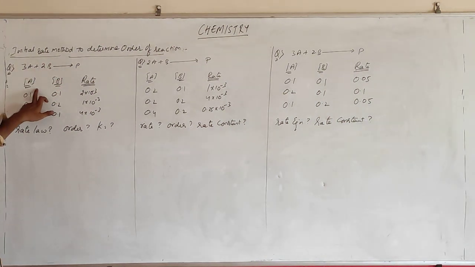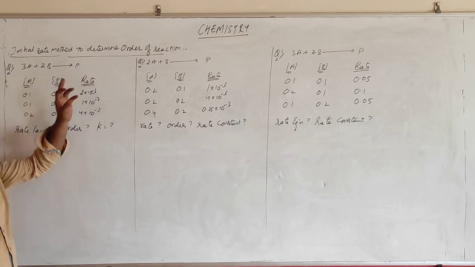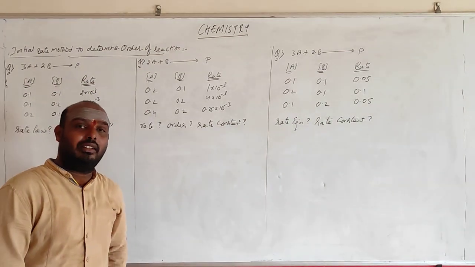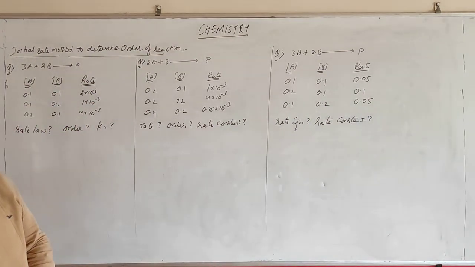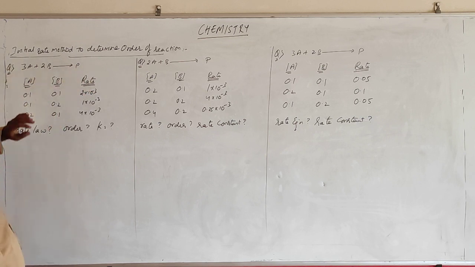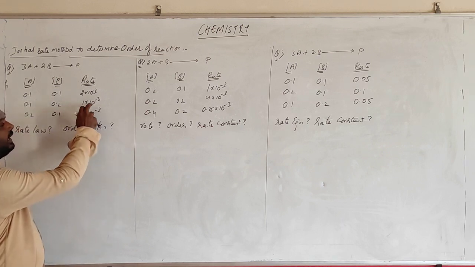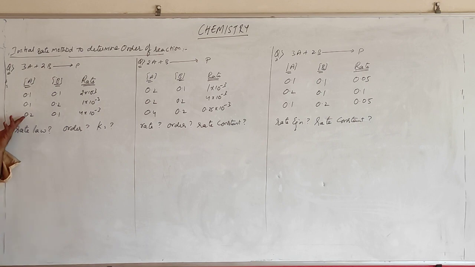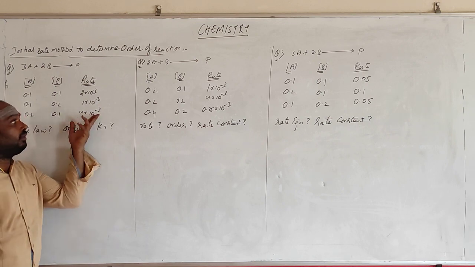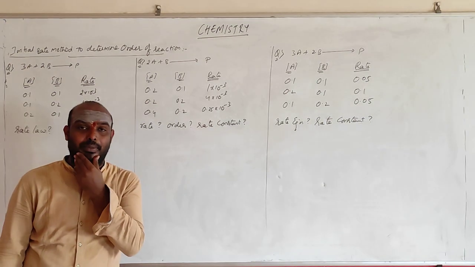The initial concentration of A, initial concentration of B, and initial rate of the particular reaction will be given, and we will be asked to find the rate of the reaction, order of the reaction, or rate constant of that reaction. Here is one equation: 3A plus 2B gives product. The initial concentration of A is 0.1, concentration of B is 0.1, the rate is 2 into 10 power minus 3. Then concentration of A is 0.1, concentration of B is 0.2, the rate is 1 into 10 power minus 3. And concentration of A is 0.2, concentration of B is 0.1, and the rate of the reaction is 4 into 10 power minus 3.